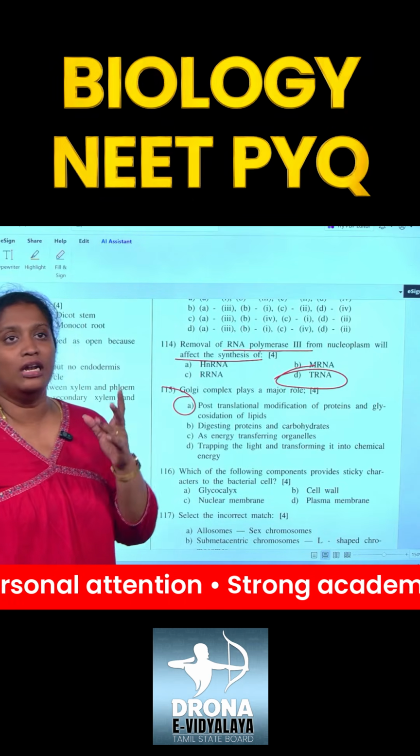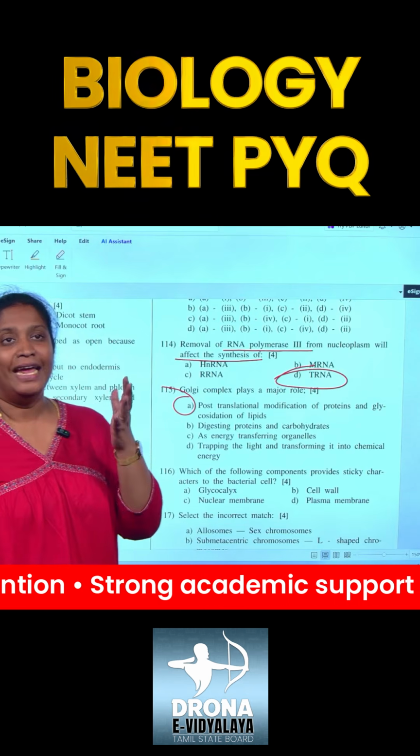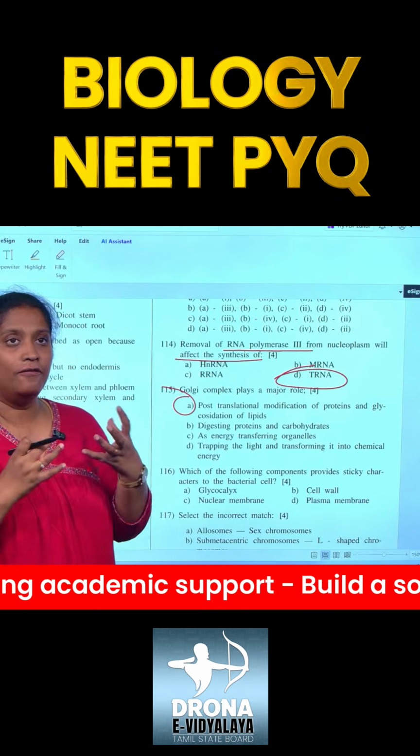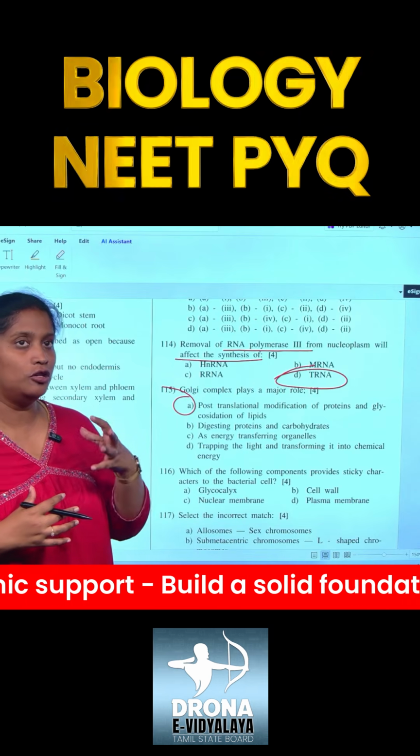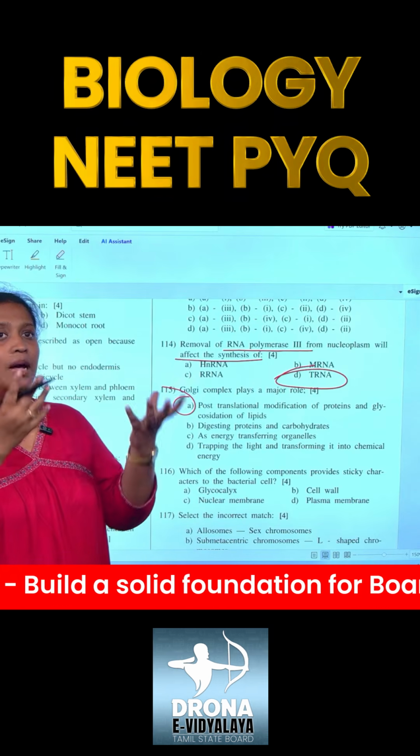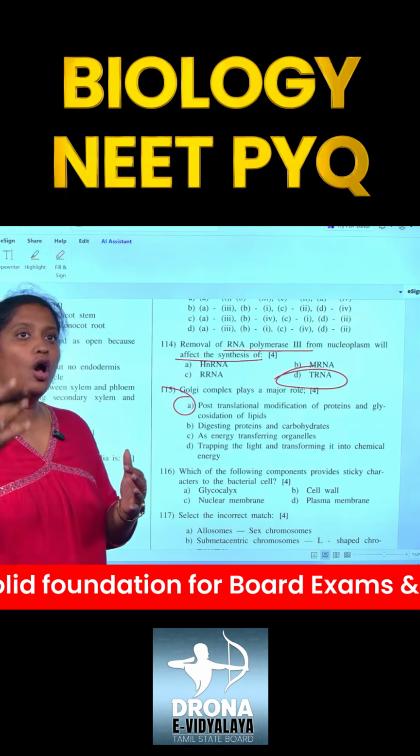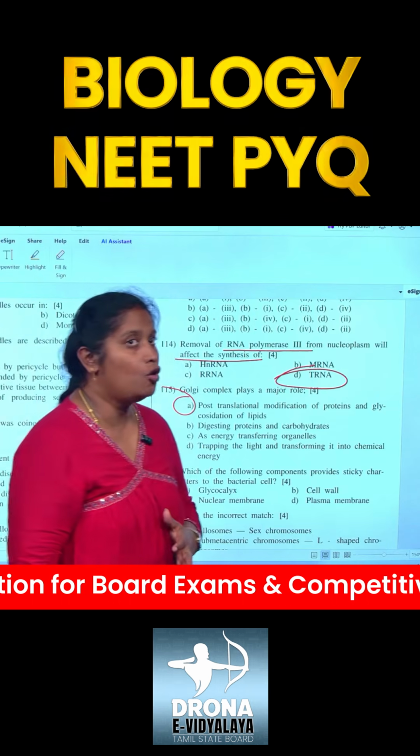So normally the Golgi apparatus is like a courier service. All the materials that come, it will pack and modify, and then transport them to the cell organelles. That is the Golgi apparatus's important job.